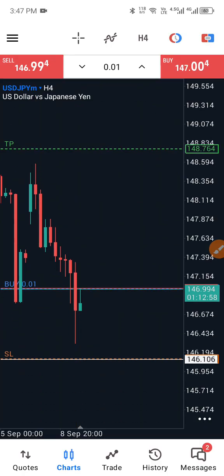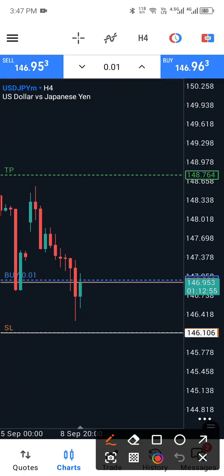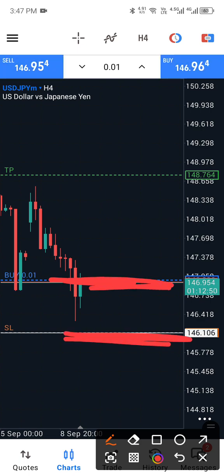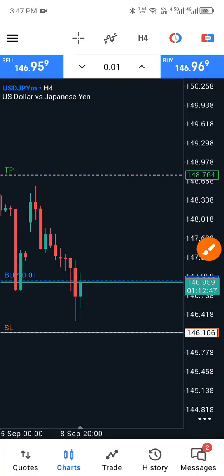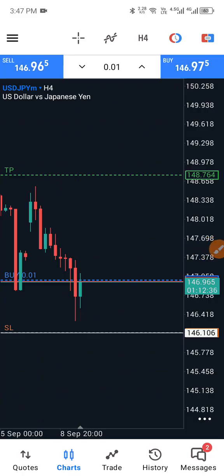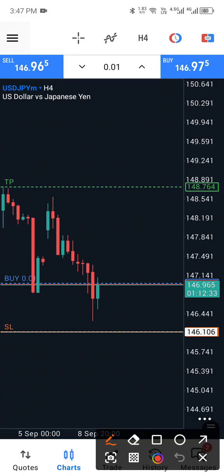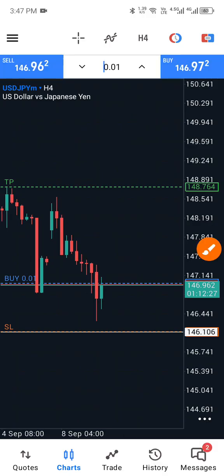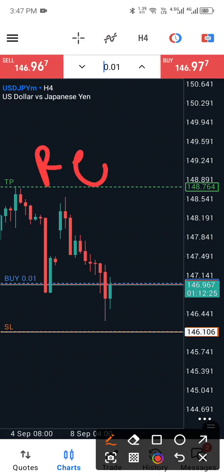Note what the risk is here: the risk is simply the distance from your entry point to your stop loss, which you've set already. And what's my reward? The distance from my entry to my take profit. So after getting these values, to get the risk to reward ratio, you simply divide your reward by your risk.